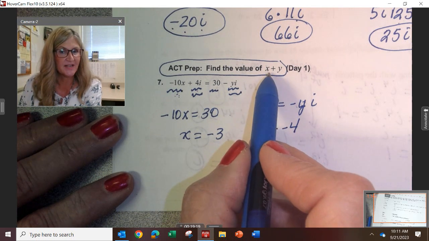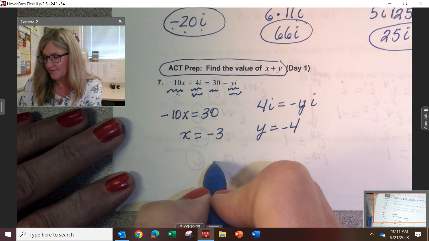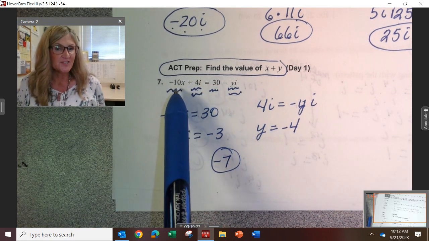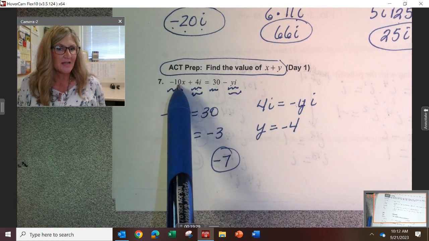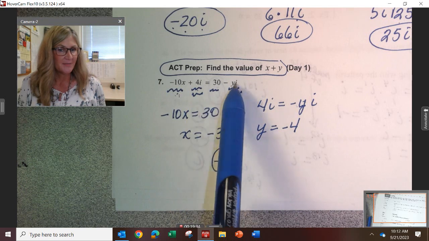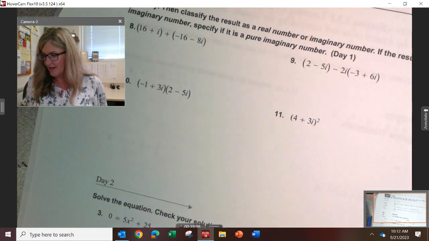And then the question's just saying, what's x plus y? So what do you get if you add x and y? Negative 7. Okay? It's just seeing if you understand that every complex number has a real part. If these are going to be equal, the real parts have to be equivalent. The imaginary parts have to be equivalent. Okay, let's go over here now.